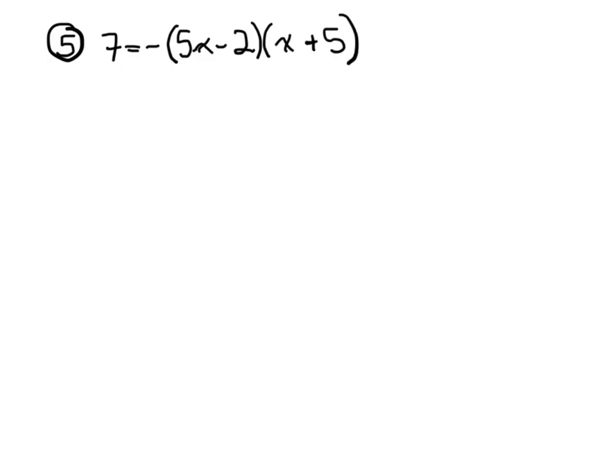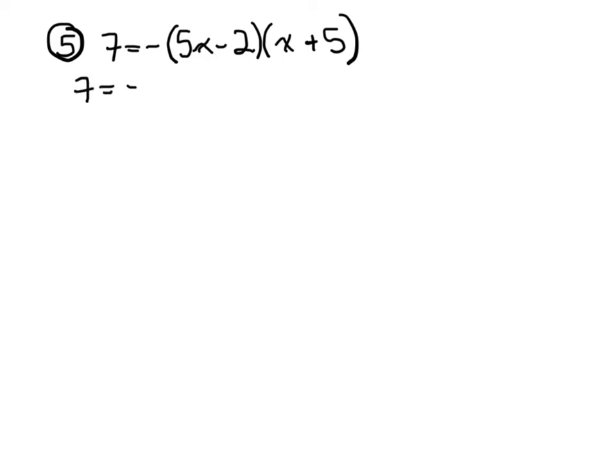All right, last but not least, we have 7 equals minus (5x minus 2)(x plus 5). And again, this is where students make a lot of mistakes. This is in factored form, but y is not equal to 0, so I cannot just set each factor to 7 and solve. It doesn't work that way. You in fact need to expand it and simplify it and try to solve using one of the methods after that. So first thing I'm going to do is expand and simplify.